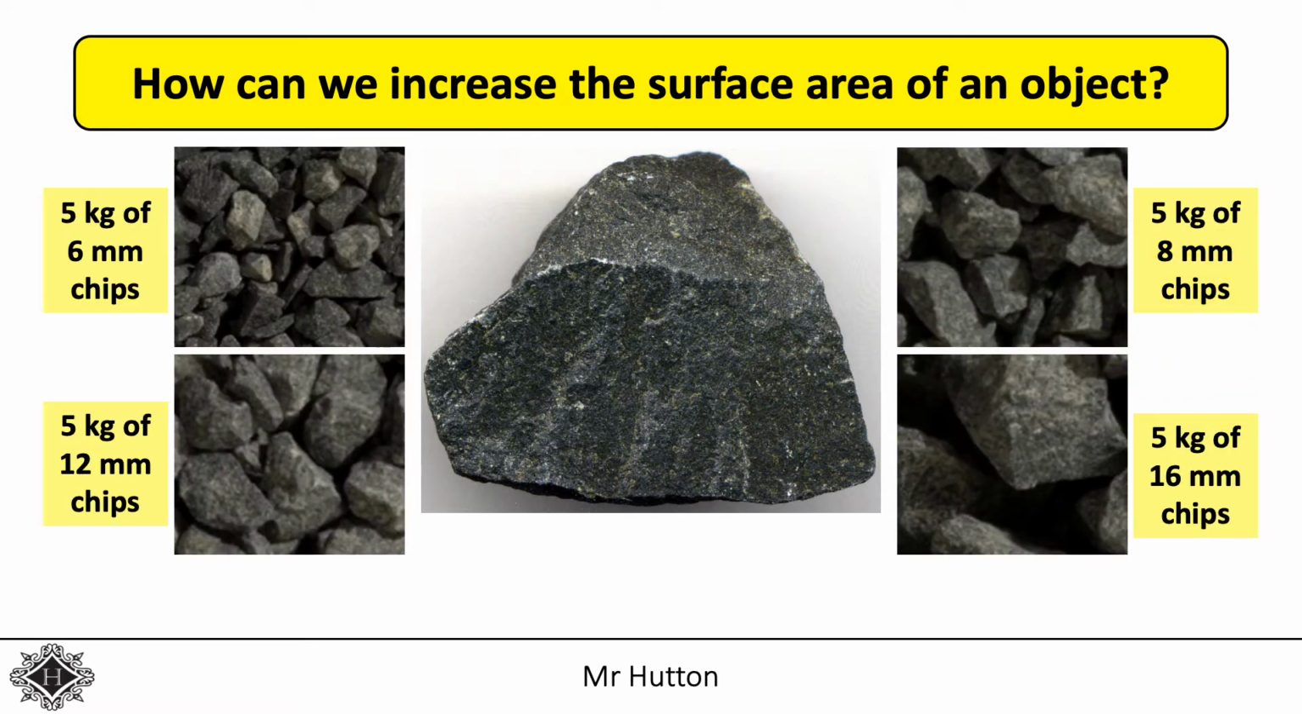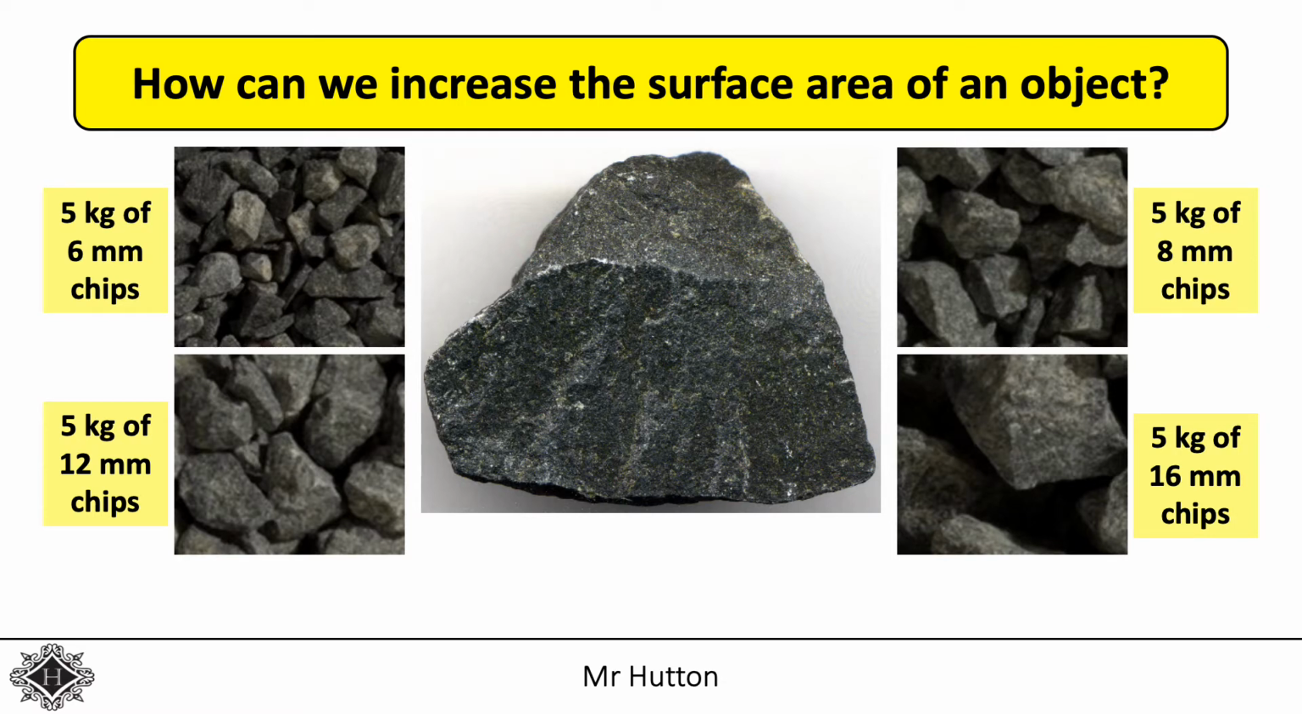Good, hopefully you came up with the idea of chopping it up into smaller pieces. At the top left there we've got 6mm chips, then we've got 8mm chips, 12mm chips and 16mm chips, and hopefully those pictures will show you how the size of those particles have got slightly bigger going from the top to the bottom corners. So what you'll notice as well is that they all have 5 kilograms. We haven't changed the mass. Okay, we cannot change how much of it we have. All we've done is break it up into smaller pieces to expose more of it.